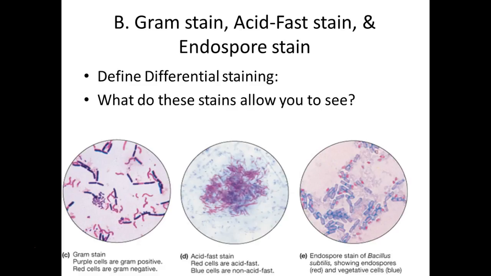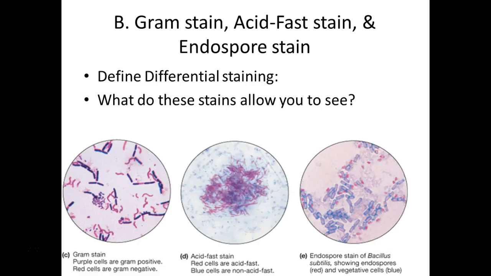When we do these differential stains, this is going to tell us a little bit more information depending on the stain. So differential means we're going to have differences, right? We can group organisms based on these differences. So this allows us to still see morphology, right? You still see the shape of these cells?